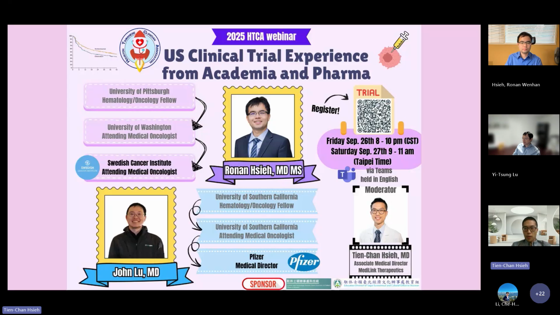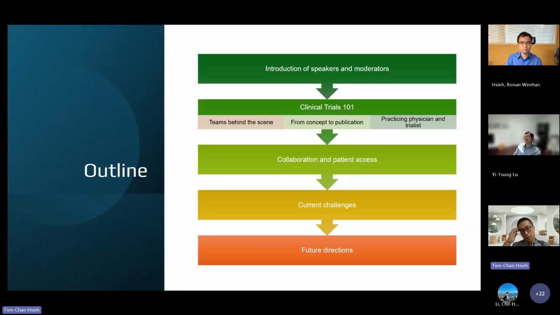Let me go through the outline. We'll start with clinical trial 101, the basics and what components are in a clinical trial, what different aspects of a trial are involved, and then move forward to more sophisticated discussion about trials, from the study design standpoint, to operations, data analysis, current challenges and future perspective.